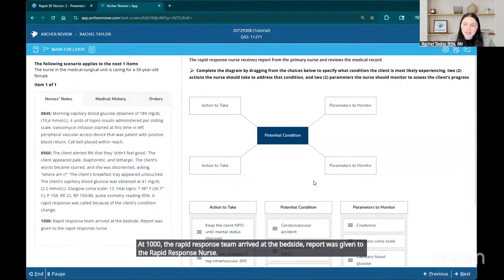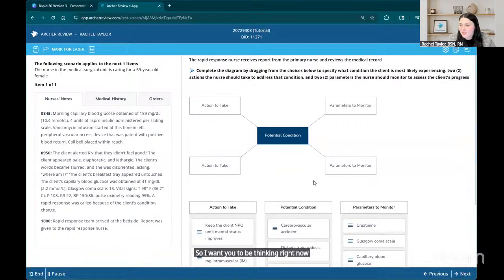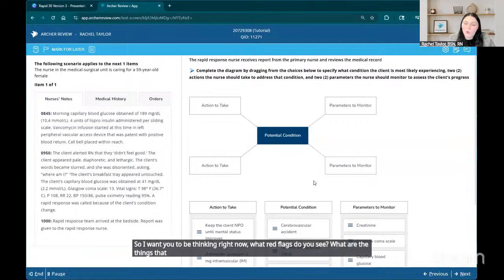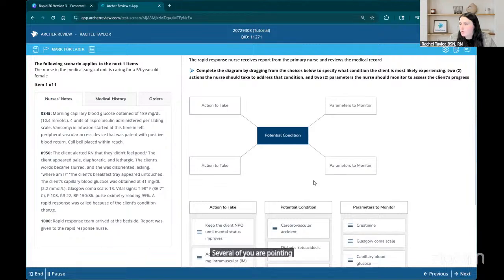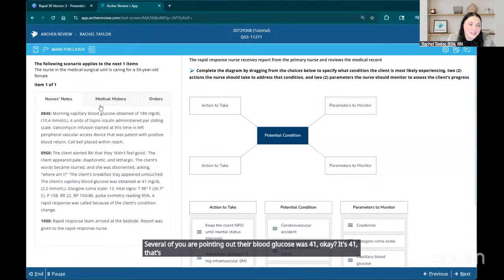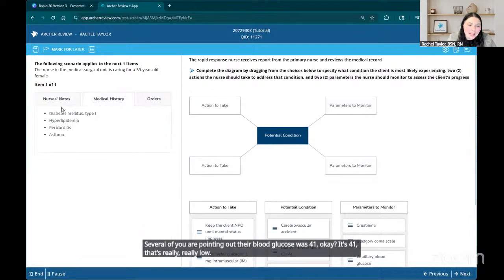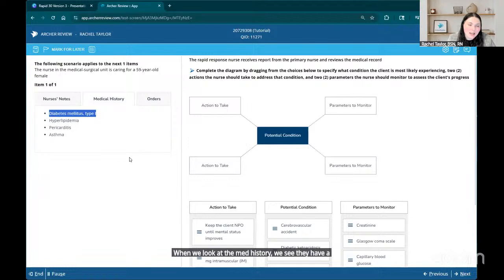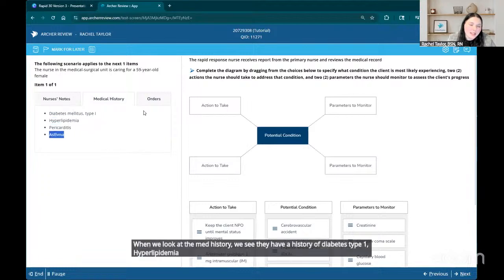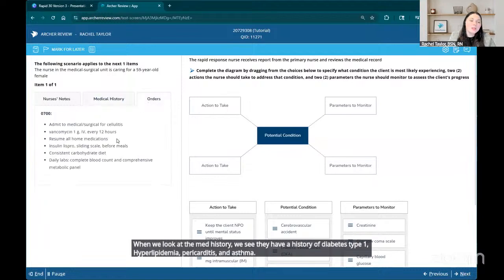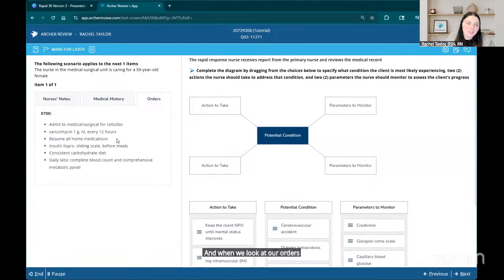So I want you to be thinking right now, what red flags do you see? What are the things that you're like, ooh, that is not good? Those are things that were concerning. And you're right. Several of you are pointing out their blood glucose was 41. Okay, it's 41. That's really, really low. When we look at the med history, we see they have a history of diabetes type 1, hyperlipidemia, pericarditis, and asthma. And when we look at our orders, we're to admit to med surge.